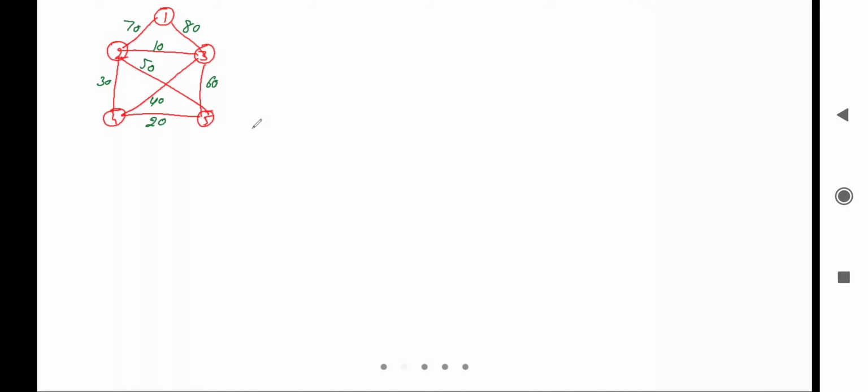Now we'll apply the Kruskal algorithm here and find out the minimum cost spanning tree. Let's see. So we'll apply Kruskal algorithm. What will happen in the Kruskal algorithm? Let's see.